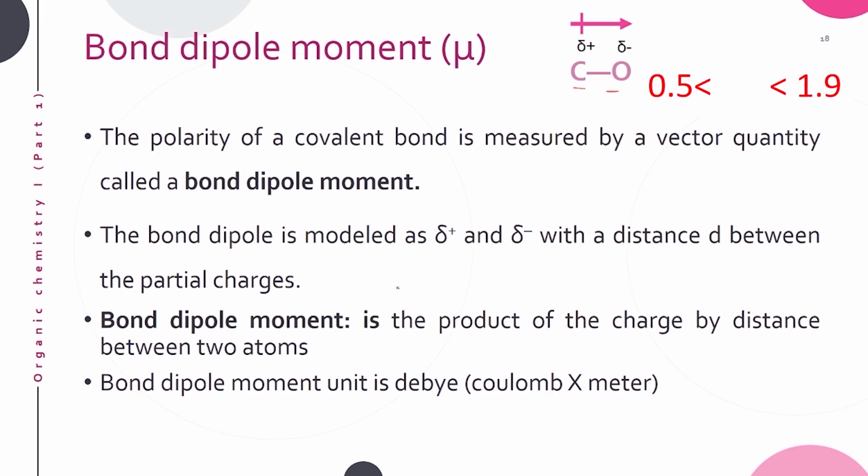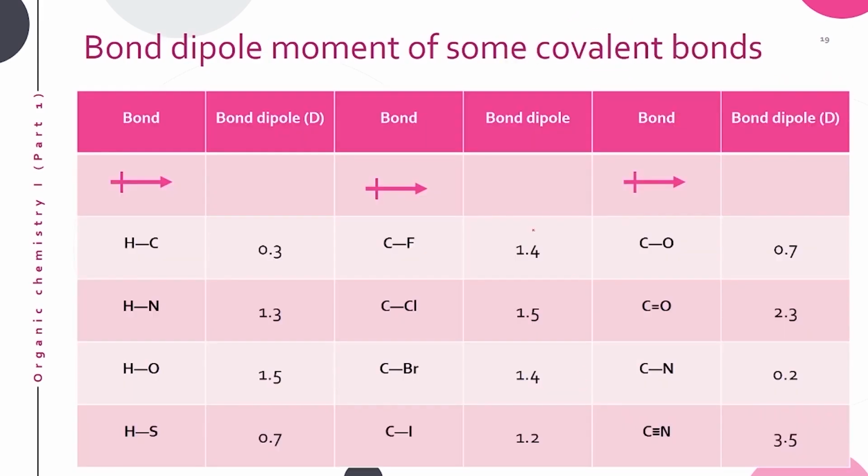The bond dipole is modeled as delta plus and delta minus, with a distance d between the partial charges. The bond dipole moment is equal to the product of the charge by the distance between the two atoms. The bond dipole moment unit is Debye, which is coulomb meter. Let's look at these values of the bond dipole of some covalent bonds.